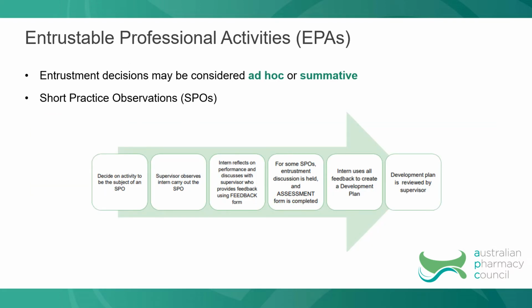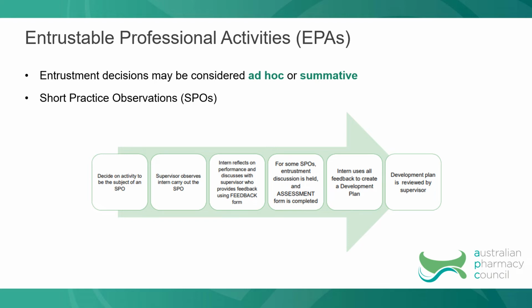Entrustment decisions may be considered ad hoc or summative. Ad hoc decisions are those decisions made by supervisors of their trainees continuously in everyday practice. Summative decisions, on the other hand, are more robust decisions about one's readiness to progress to the next level of practice, and these are usually based on information from multiple sources or repeated observations.